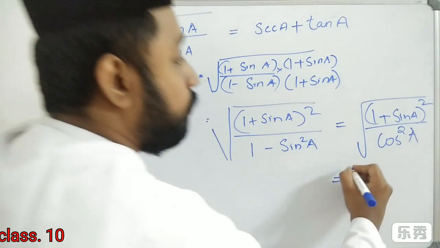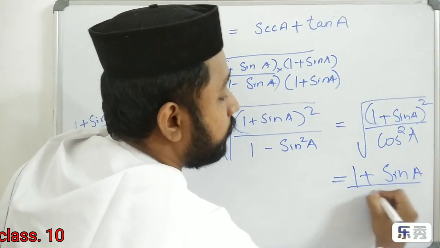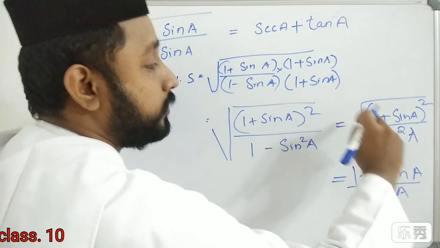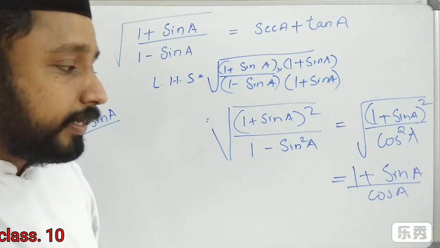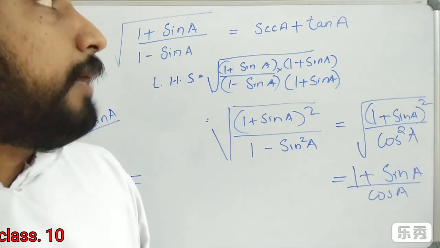So when we take the roots, the squares will go. We will get 1 plus sin a by cos a. When we cancel this square and root, we will get 1 plus sin a by cos a, which is what you have to prove equal to sec a plus tan a.